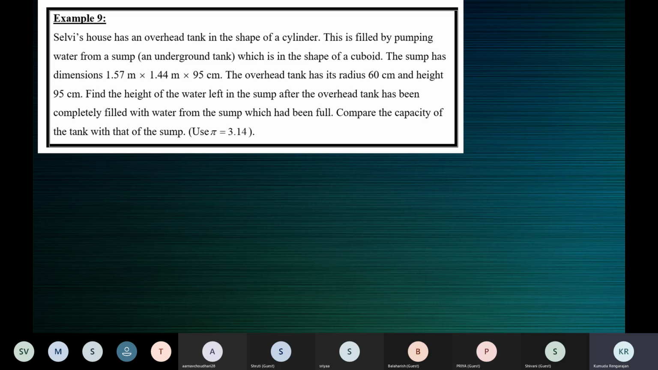So the sump is full of water. The overhead tank is empty. Water from the sump is pumped up to the overhead tank. Now the overhead tank is full. The sump which was full is now not completely full of water. There is some water left in it. You should find the height of the water left in the sump.